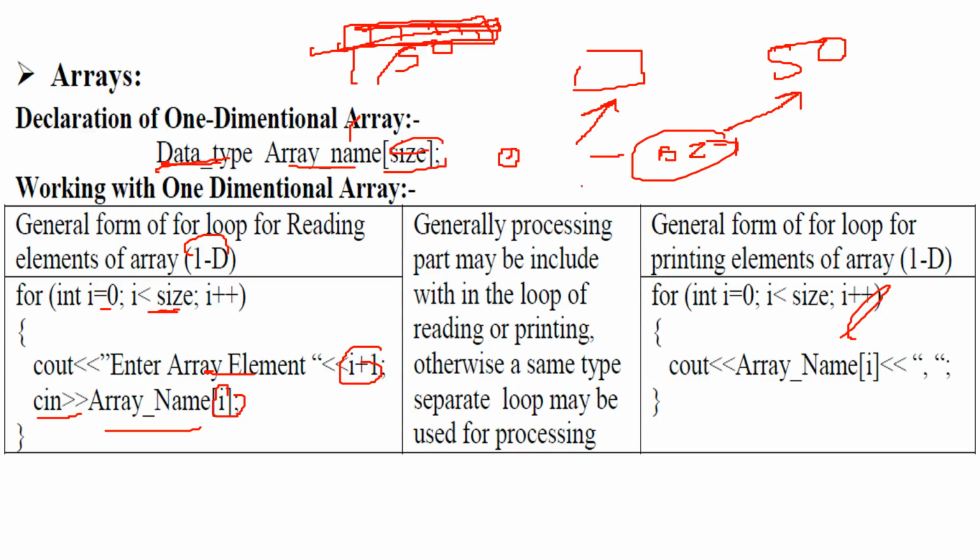So generally the processing part may be included with the loop for reading or printing, or otherwise you can do another thing, that is, a separate loop of the same type may be used for processing. So this is the general form of a for loop for printing. Now this is for reading, this is for printing. So 0 to, again, size - 1 we go, that is i less than size, and we just cout the array, whatever the array name is, with the subscript.